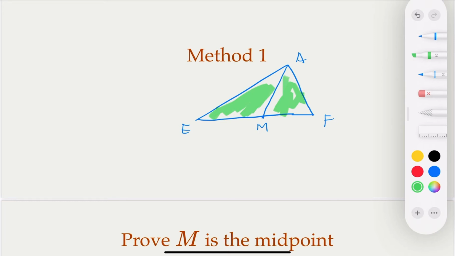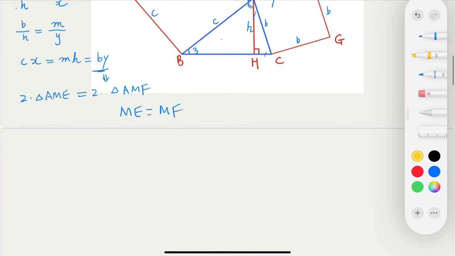Earlier we were looking at this side as a base, but here, what if I look at this as a base? Then the height is going to be this one. And on the right-hand side, the height is also the height. So then the two bases must equal each other. In this case, one is this base, the other is that base. So this M is going to be the midpoint. So we proved it. This is method number 1.